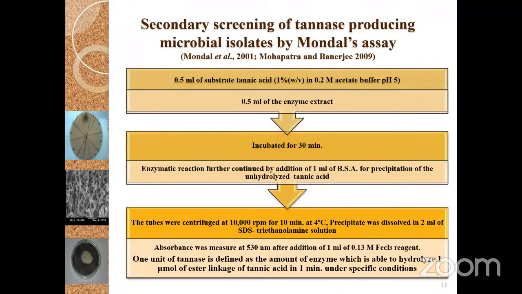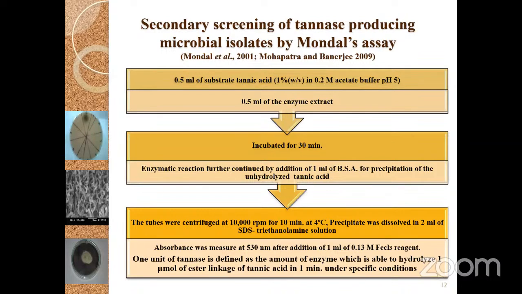After primary screening, secondary screening of tannase producing microorganisms was carried out using Mondal's assay. For this assay, we used 0.5 ml of tannic acid, which is 1% in 0.2 molar acetate buffer of pH 5, and 0.5 ml of the enzyme extract was added. Then this mixture was incubated for 30 minutes. After the enzymatic reaction, this was continued by the addition of 1 ml of bovine serum albumin for the precipitation of the unhydrolyzed tannic acid.